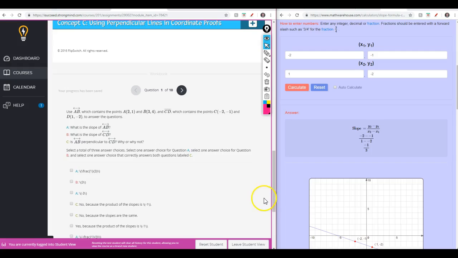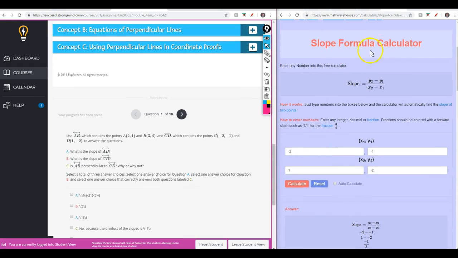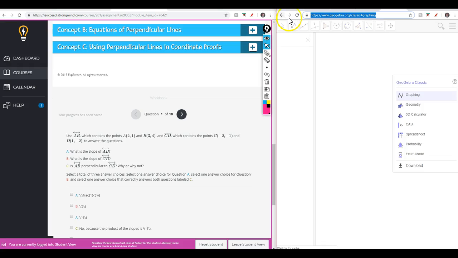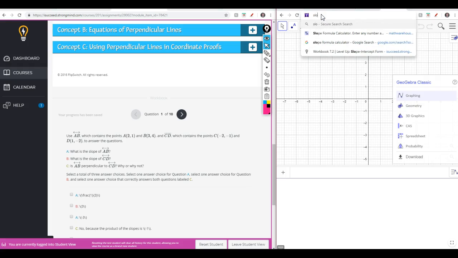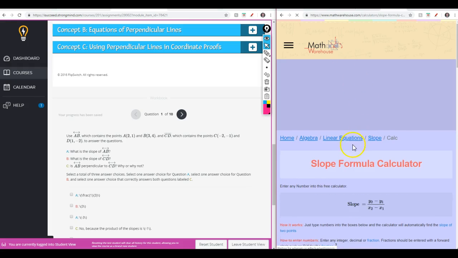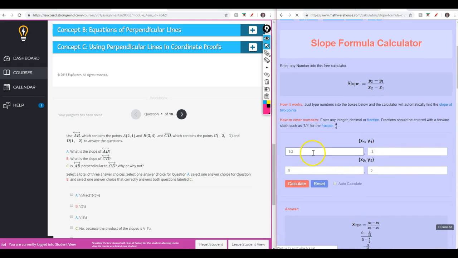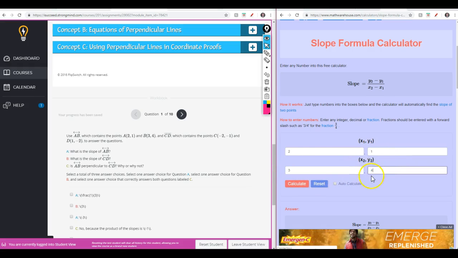So it's asking for the slope. So again, I would go to my slope formula calculator. If you don't have it bookmarked, it's Math Warehouse, Google slope calculator, slope formula calculator. I just typed it in like this, and since I've used it enough, it's pulled it up. So again, point A is at (2, 1). Point B is at (3, 4).